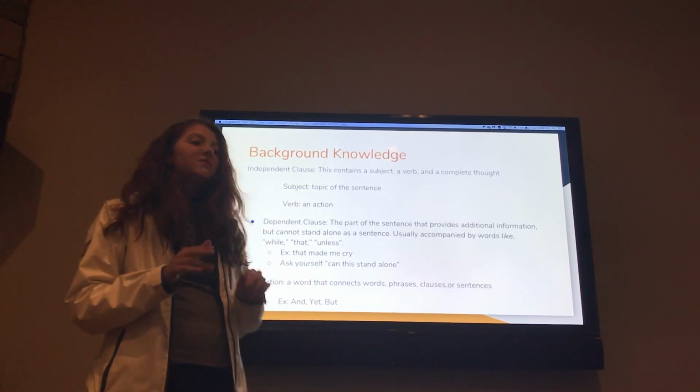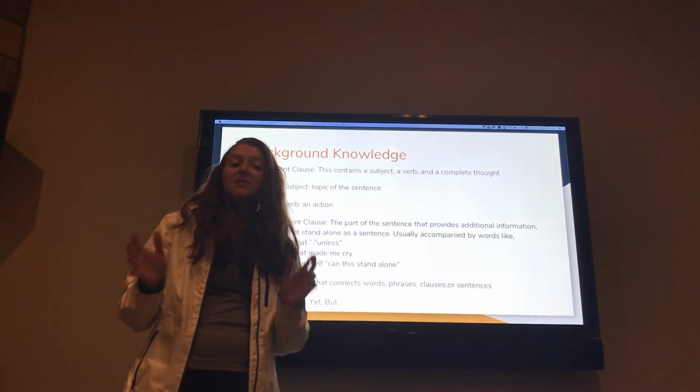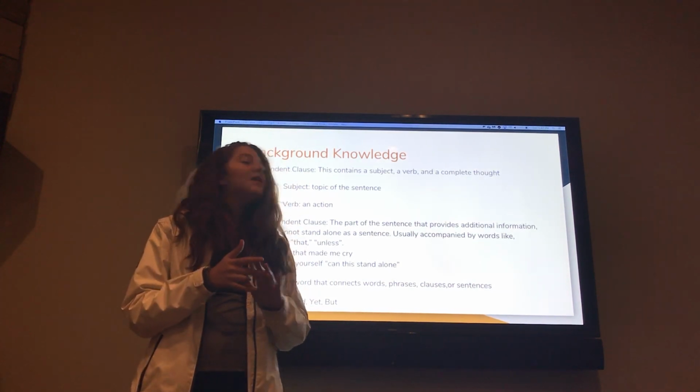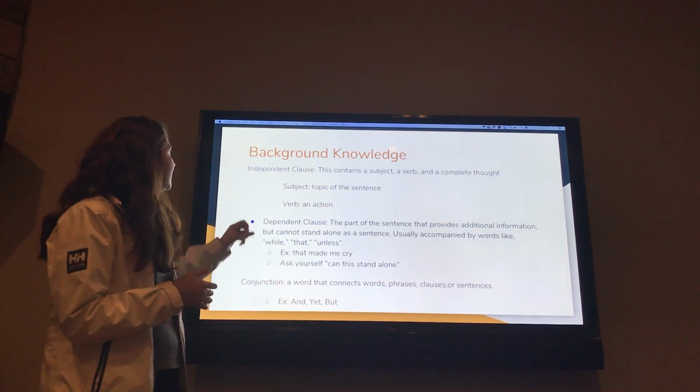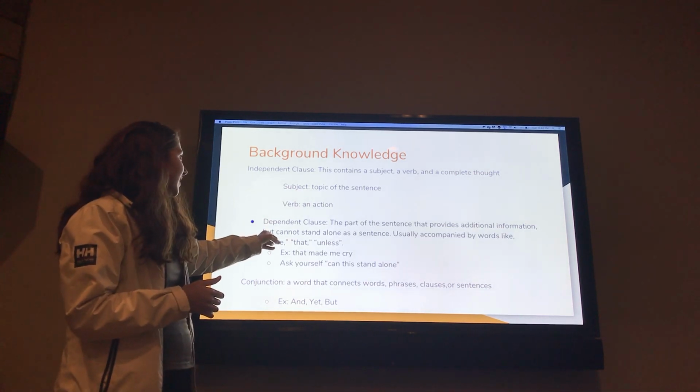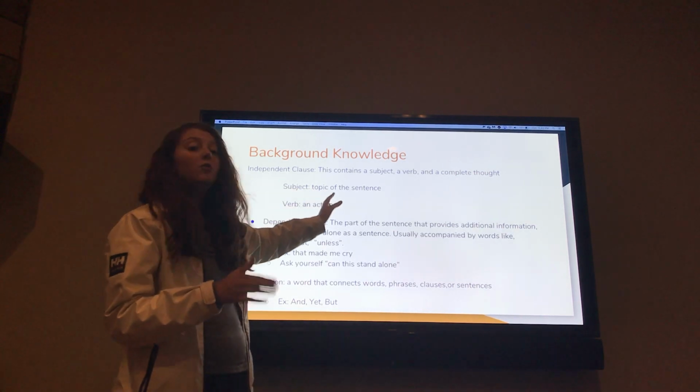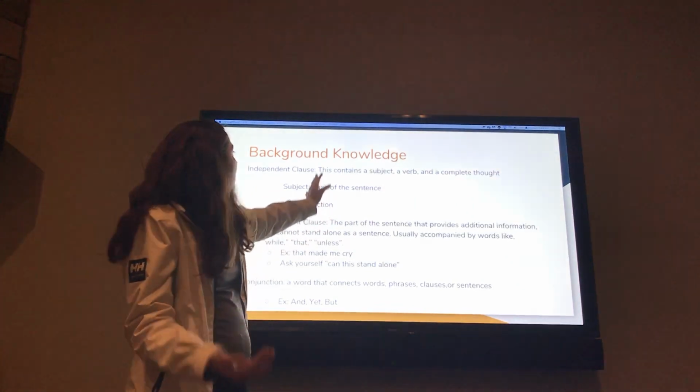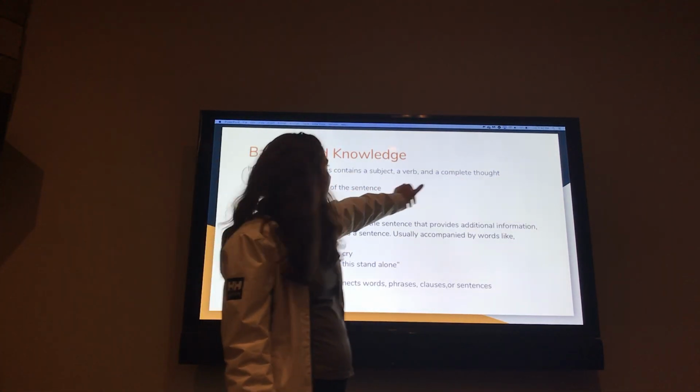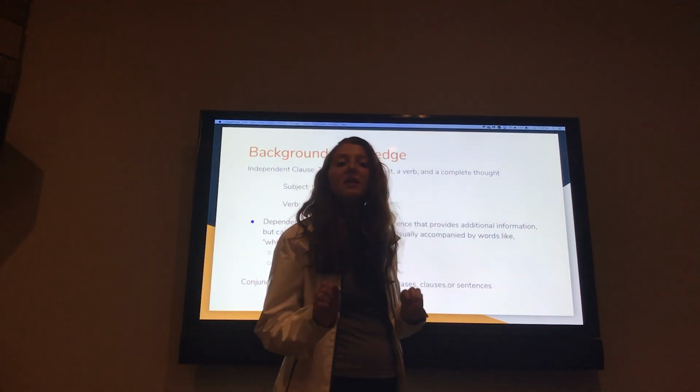Alrighty, so first of all, clauses are parts of sentences. And there are two types of clauses. There is an independent clause and a dependent clause. An independent clause, which you use semicolons for, contains a subject, a verb, and a complete thought.